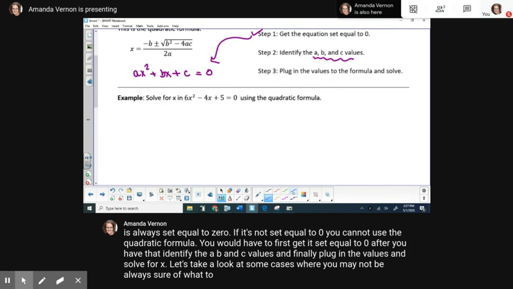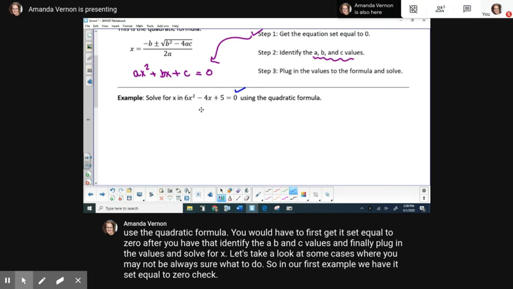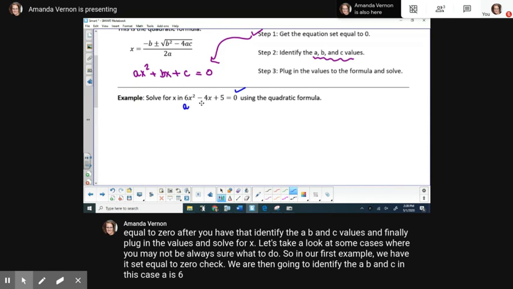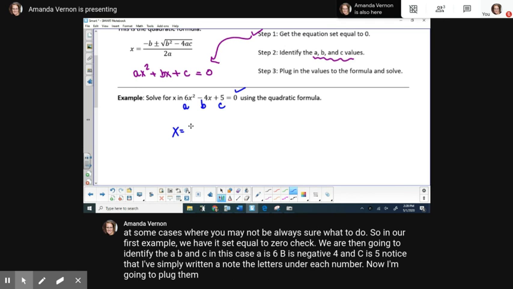So in our first example, we have it set equal to 0, check. We are then going to identify the a, b, and c. In this case, a is 6, b is negative 4, and c is 5. Notice that I've simply written the letters under each number. Now I'm going to plug them in to the quadratic formula. Notice that b is already negative.